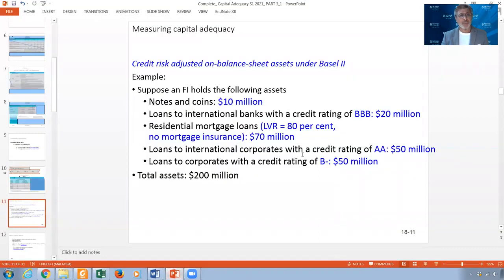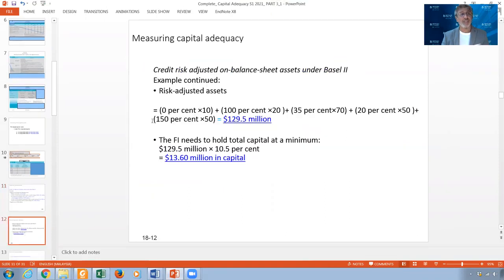So now I go back. Loan to international corporates with a credit rating of AA. This is from table 5. Loan to corporates with a credit rating of B minus, 50 million. So the total assets are 200 million. I am not going to take risk-weighted assets of 200 million, but I will calculate it according to Basel, and this is what I did.